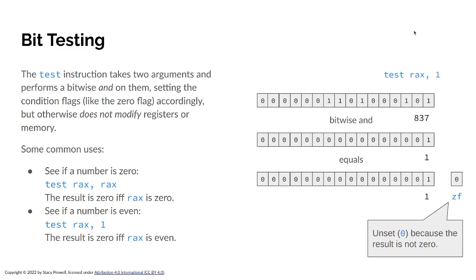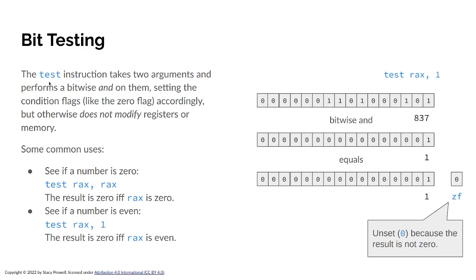In this case, this number, 837 divided by 2, would give me a remainder of 1, and I can check that. Now, where do I put the result? I've got to store the result somewhere, right? No. The test instruction performs the bitwise AND but does not store the result. Wait, how is that useful? If it doesn't store the result, how can I know if there's a 1 here?